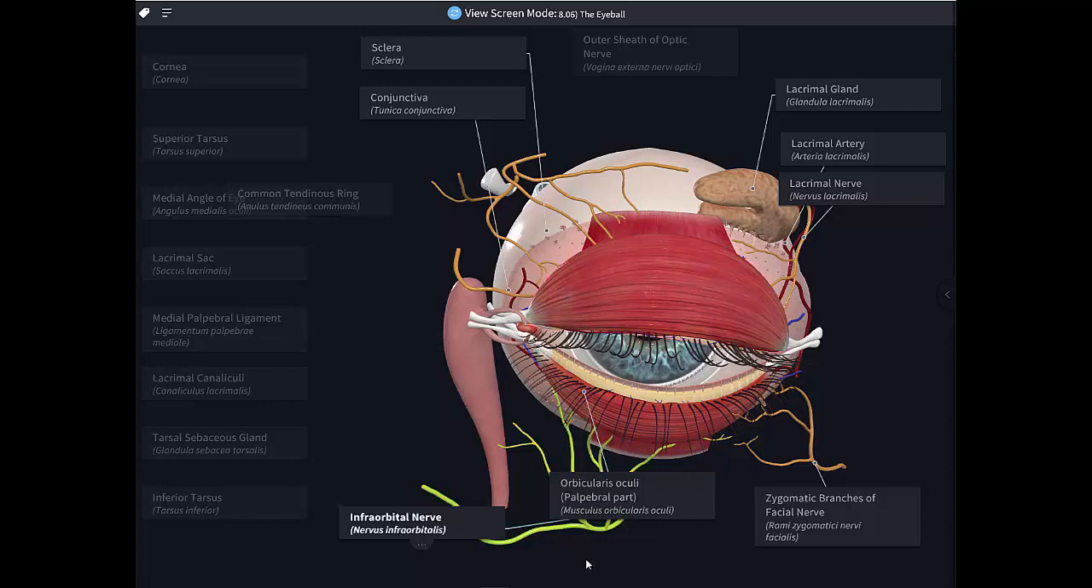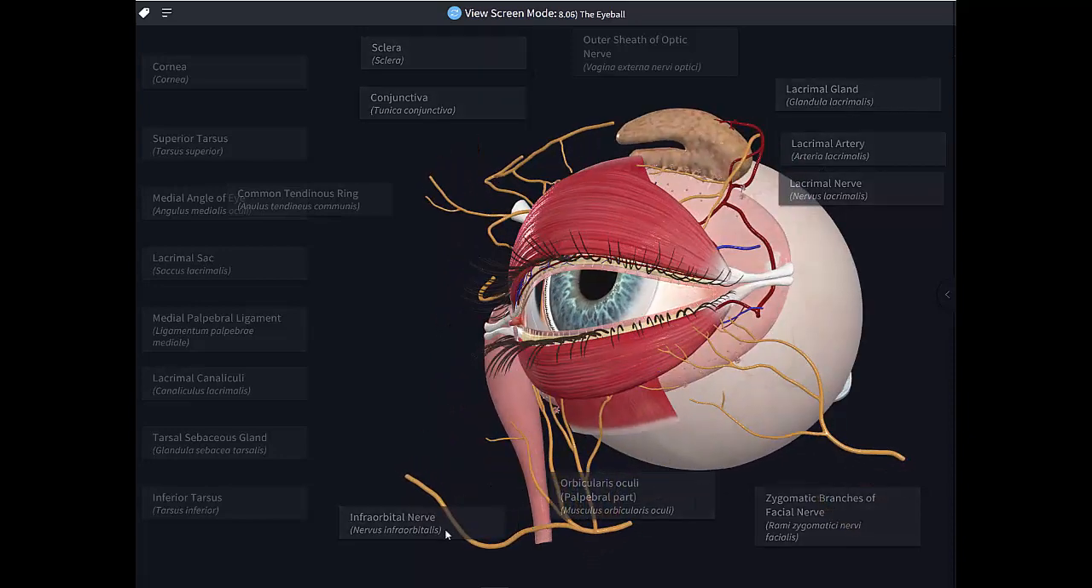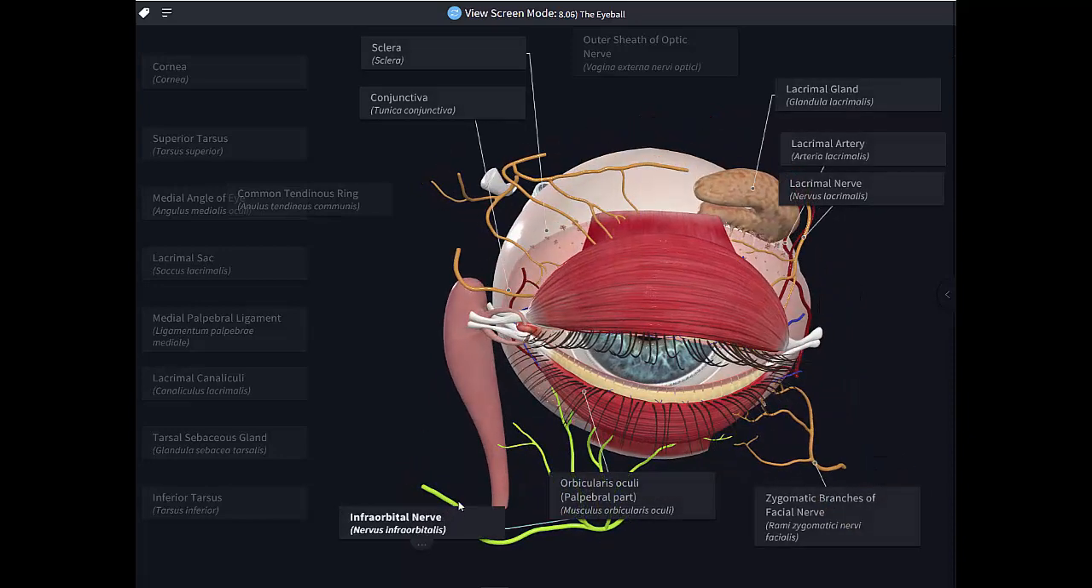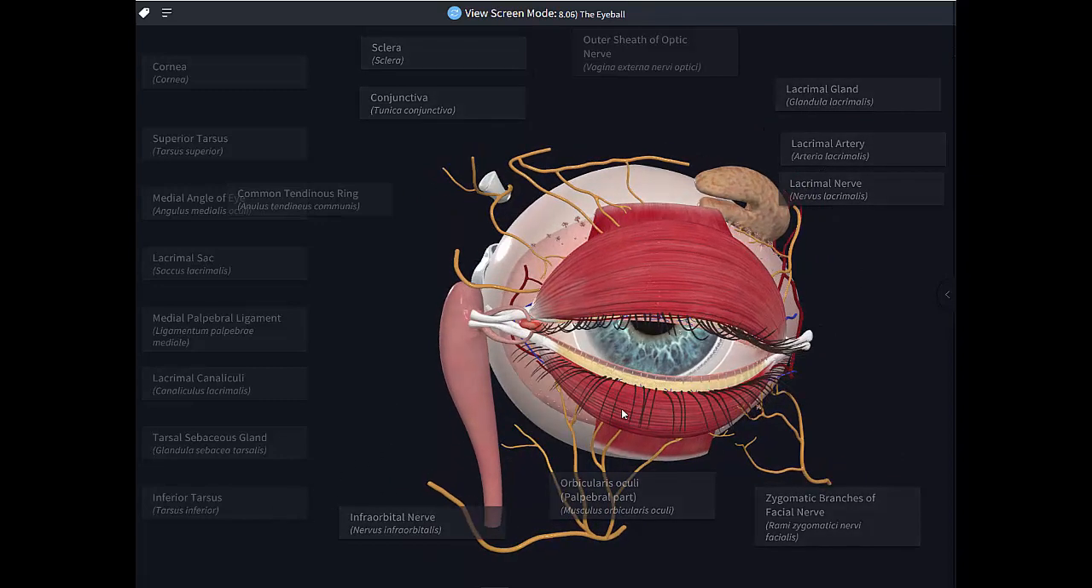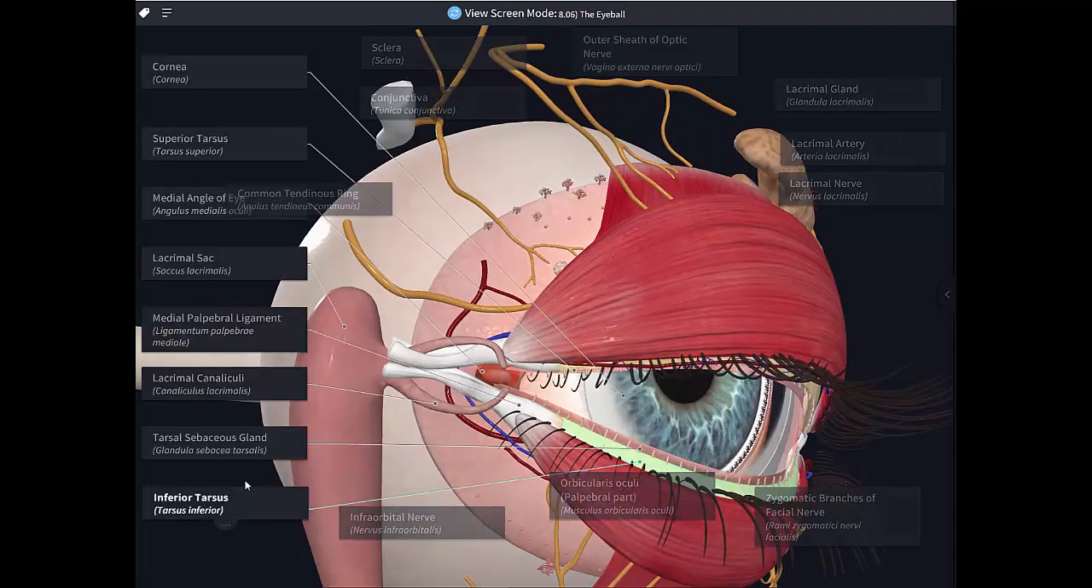Below that is another nerve. This is called the infraorbital nerve, which will exit through a foramen called the infraorbital foramen. And this is purely a sensory nerve. Deep to the tarsal muscles, so the inferior and superior tarsal muscles, we'd also find the tarsus itself, which is kind of like a cartilaginous plate.